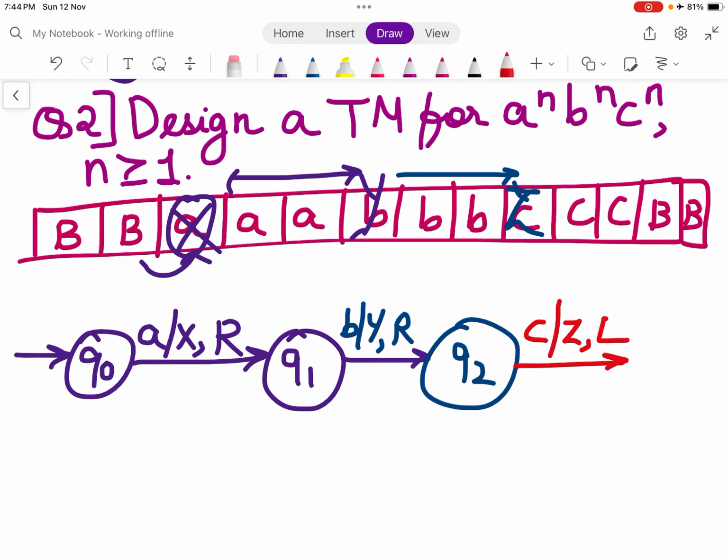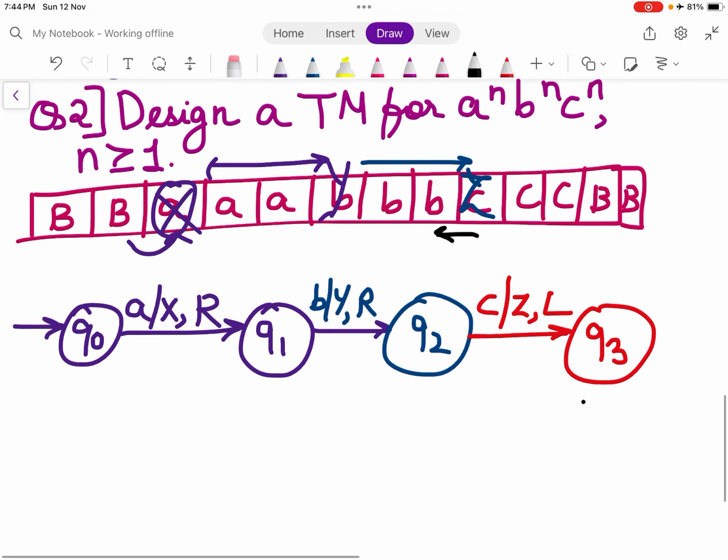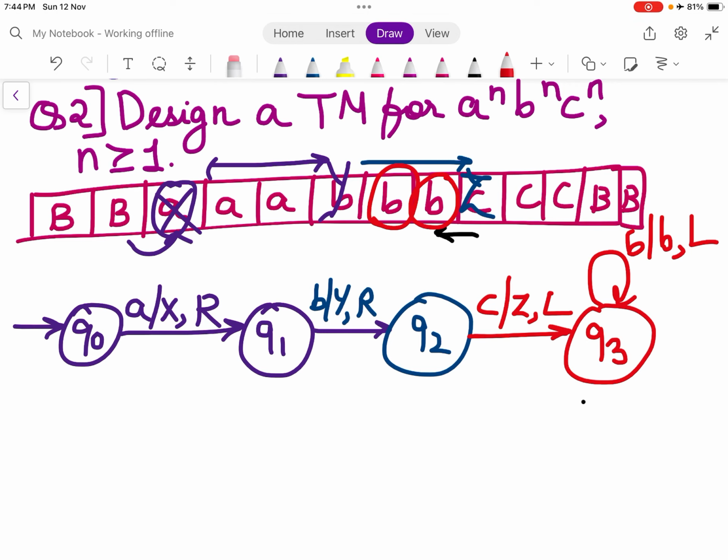You will move in the left direction, and here you will have the Q3 state. Now go in the left direction. In the left direction you encountered a B. For how many ever B's you encounter, keep them as it is and move in the left direction. So this B will be kept as it is, this B will be kept as it is. Then you encounter a Y. For how many ever Y's you encounter, keep them as it is and move in the left direction.